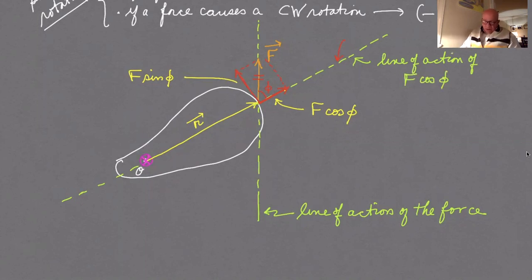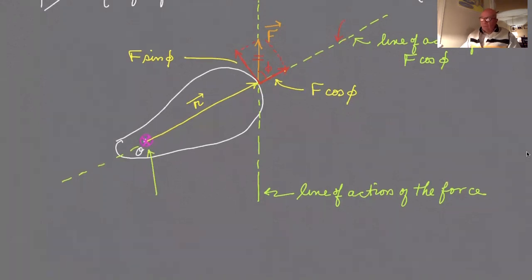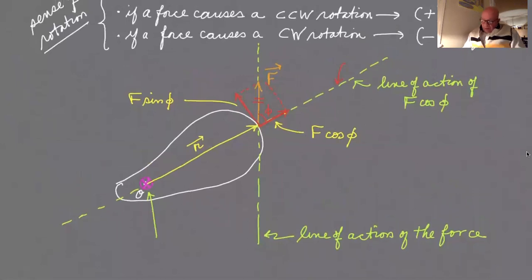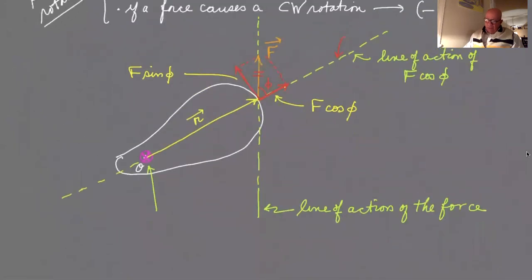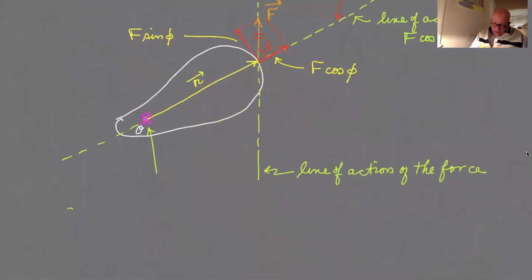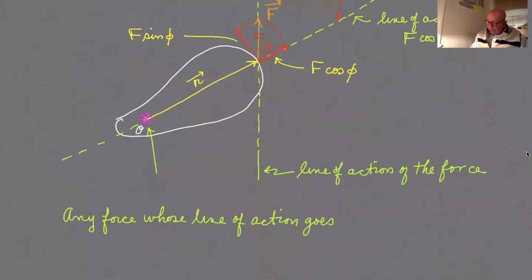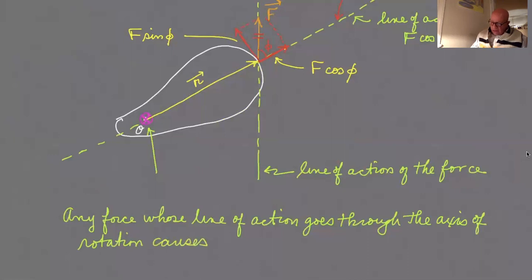So you'll notice that it goes right through the axis of rotation, right? And so that force causes no torque, okay? So we can write that down actually, right? So any force whose line of action goes through the axis of rotation causes no rotational effect, i.e. no torque, okay?